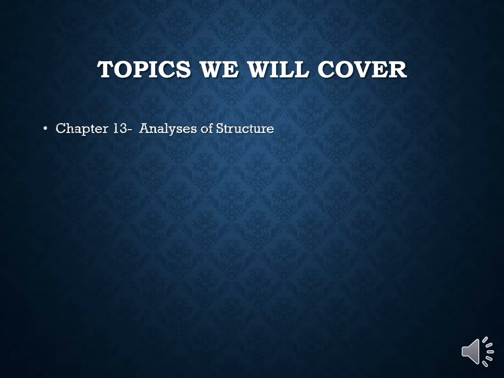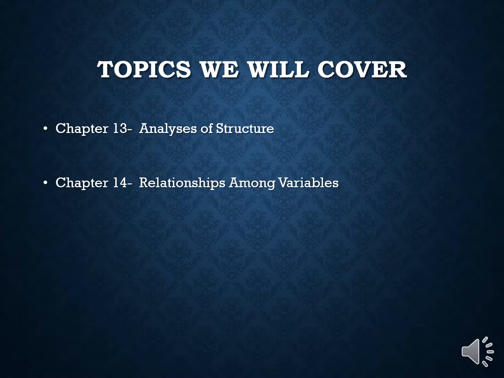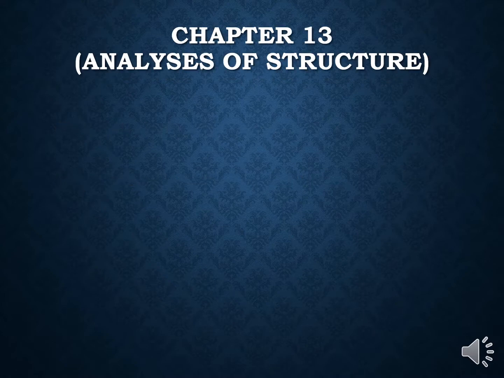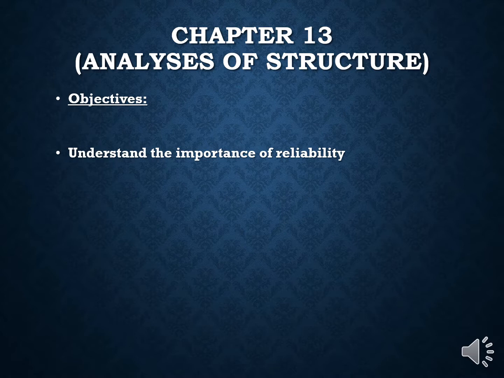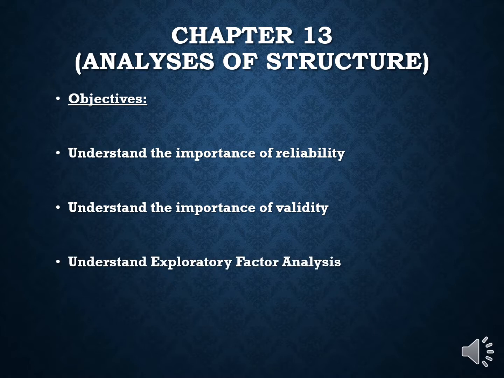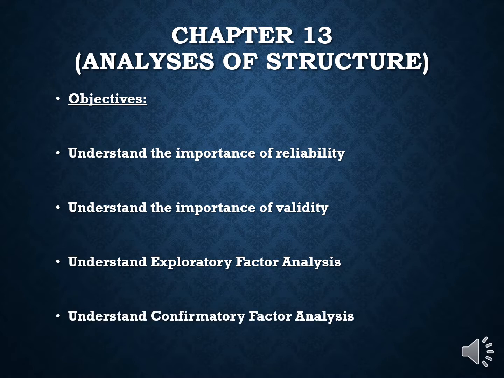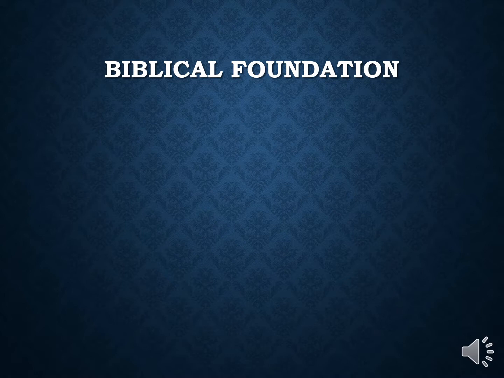The topics that we will cover: Chapter 13, an analysis of structure, and Chapter 14, relationships among variables. In Chapter 13, analysis of structure, we'll take a look at the following objectives. First, we seek to understand the importance of reliability, understand the importance of validity, understand exploratory factor analysis, and also seek to understand confirmatory factor analysis. So as we enter this module, we'll look at those different components.